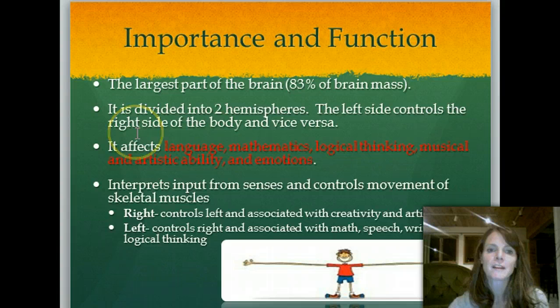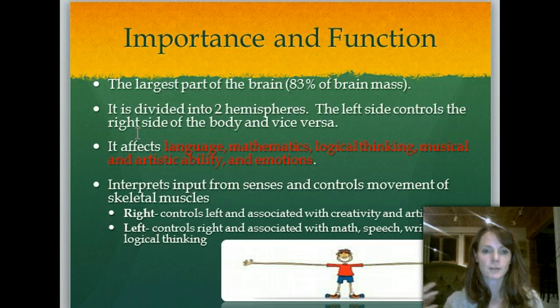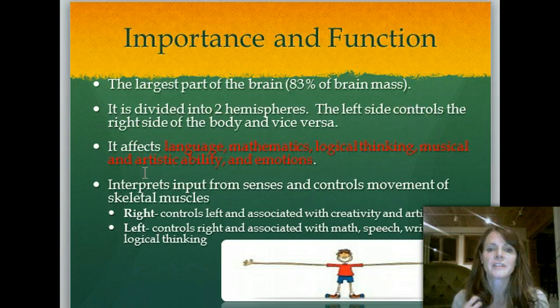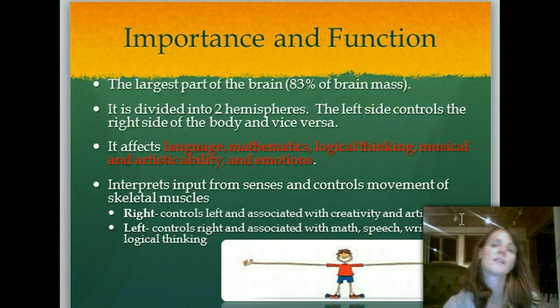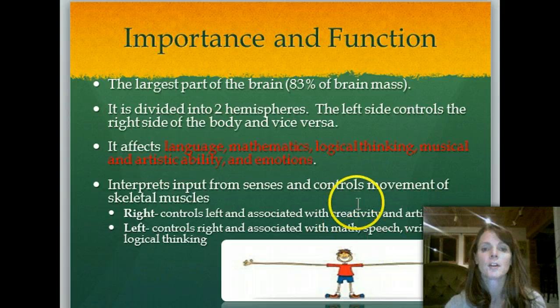So the cerebrum affects language, mathematics, logical thinking, musical, artistic ability, and emotions. That's a lot, right? It covers a lot. Also, the cerebrum interprets input from senses, controls movement of skeletal muscles, all that stuff. So the right side controls the left and is associated with creativity and artistic ability, which some of you have heard before. If you're more right-brained, you're more the creative type. If you're more left-brained, it controls the right side of the body and is associated with math, speech, writing, and logical thinking.